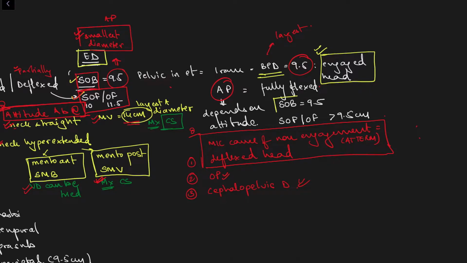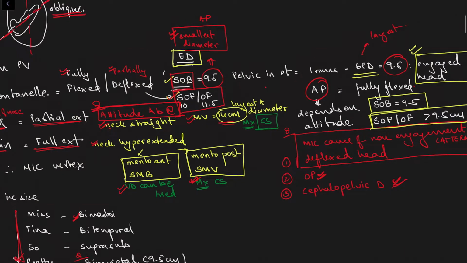For example, we saw that in a fully flexed head, the engaging diameter was suboccipitobregmatic, while in a deflexed head it was suboccipitofrontal or occipitofrontal, which is more than 9 centimeter. Now, very important: a partially deflexed head is the most common cause of non-engagement in a primigravida at term. The other causes of non-engagement can be either an occipitoposterior position or CPD, that is cephalopelvic disproportion.